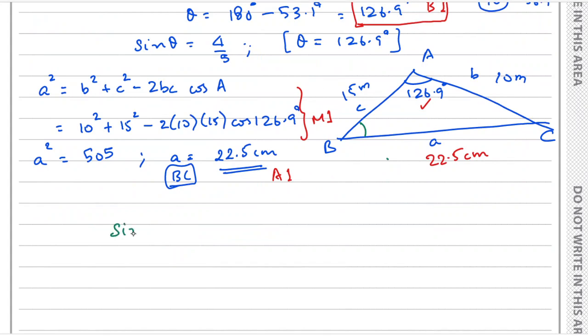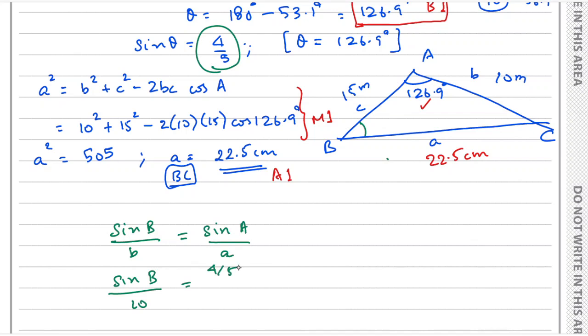So sine B divided by B is equal to, then this is the known thing that I have, sine A divided by A. So sine B, I don't know, this is an unknown quantity, but the length B I know, which is 10. Sine A is already given in your question, or you already calculated it, which was equal to 4 by 5, and the value of A is what you calculated now as 22.5. So now when you solve this, you'll be getting the value of sine B, and from this you can get the value of B. So the B value you will get approximately equal to 20.9 degree.